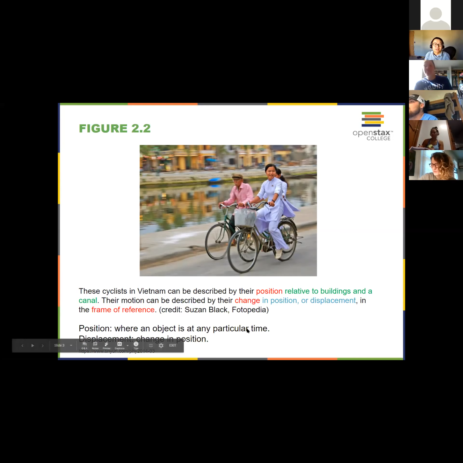All right. So in this slide, we have two quantities introduced. The first one is position, which is where an object is at any particular time, and that's with respect to a particular frame of reference. And then displacement is simply the change of the position. Okay.